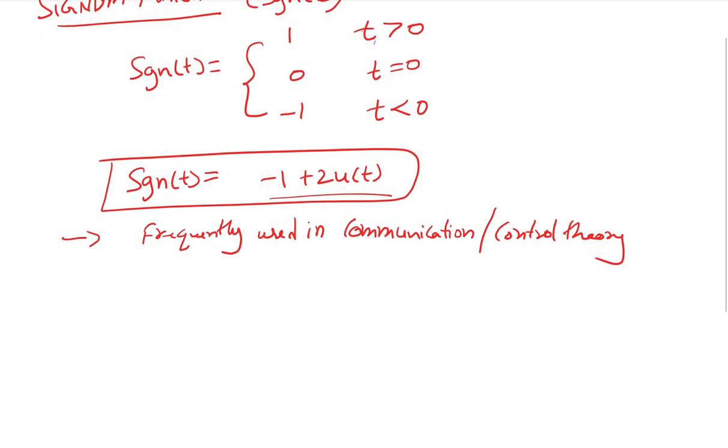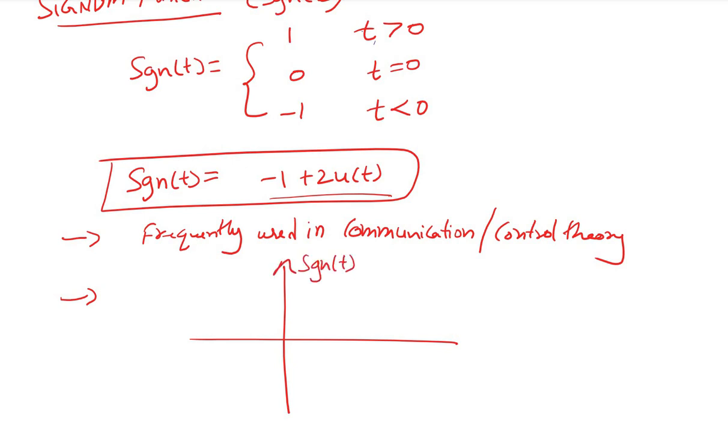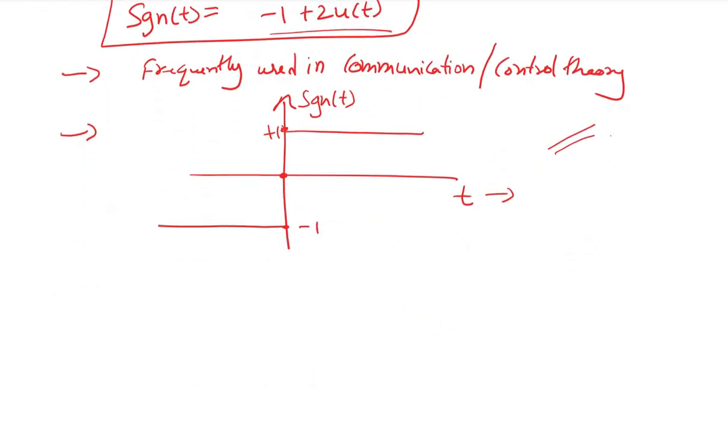And graphically, if we try to plot the signum function, it is plus 1 for t greater than 0, that's your time axis, 0 at time t equal to 0, and minus 1 for t less than 0. This is how we can represent this function graphically. Another important feature of the signum function is that it is an odd function of the independent variable time t.